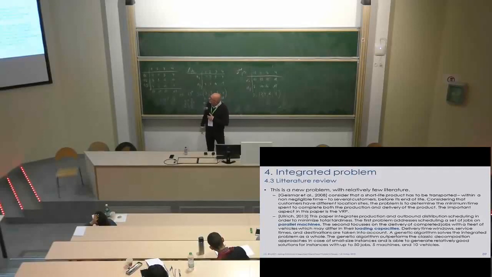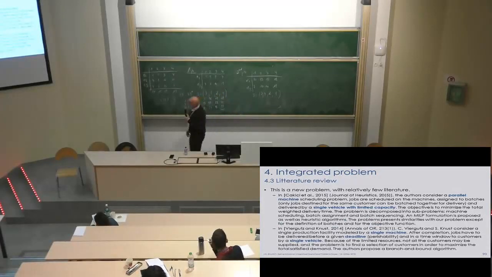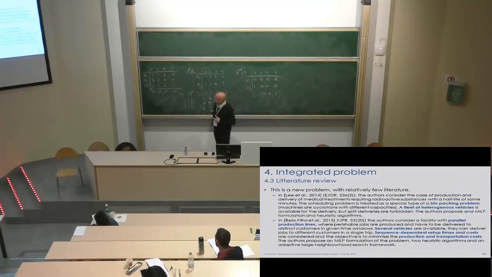I don't want to read these small abstracts of papers. There are some papers working on similar problems with parallel machines, loading capacities. Here again, parallel machines, a single vehicle with limited capacity, a single machine with deadline, a single vehicle, etc. So some literature starts on this problem. You see the years 2014, 2015. It's not old literature. Lee et al., a bin packing problem with a fleet of heterogeneous vehicles, etc. Parallel production lines, etc.